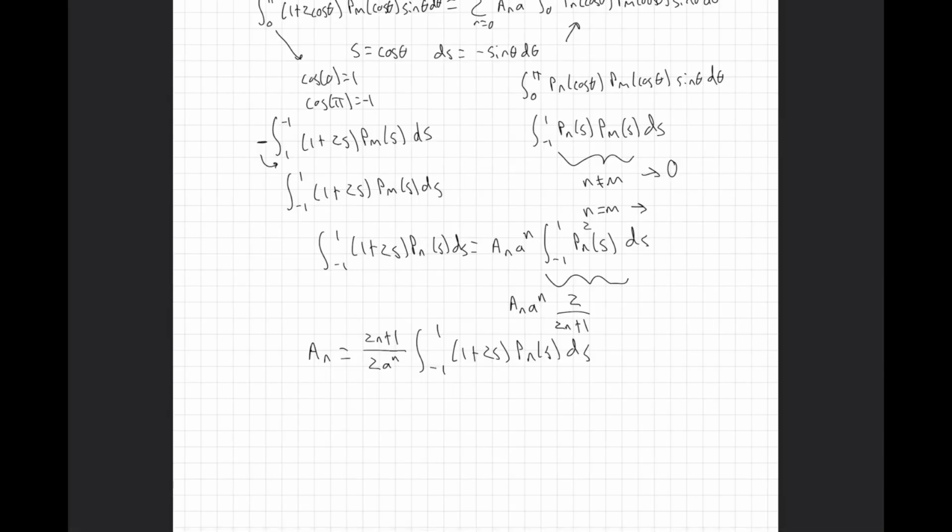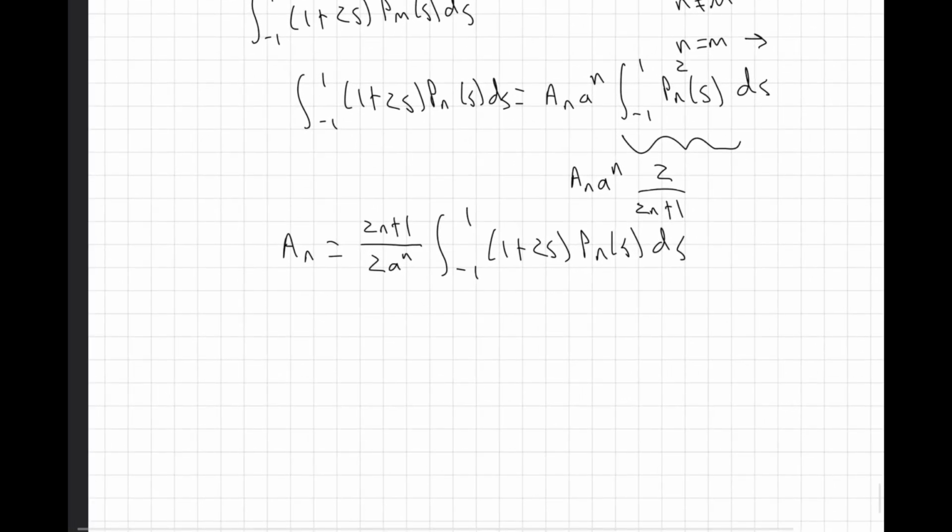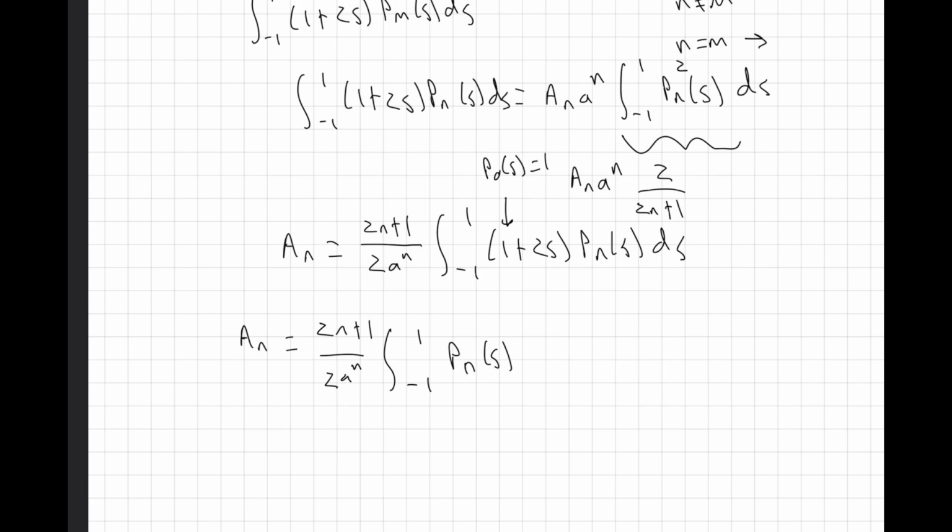All right, so now that we're here, we want to find what this integral gets us. So a sub n is going to be equal to (2n plus 1) over 2a to the n, multiplied by the integral from negative 1 to 1 of p sub n of s. And this 1 we can represent as p sub 0 of s, because p sub 0 of s is equal to 1. And then this 2s is equal to 2 times p sub 1 of s. So we get p sub n of s times p sub 0 of s ds, plus 2 times the integral from negative 1 to 1 of p sub n of s times p sub 1 of s ds.